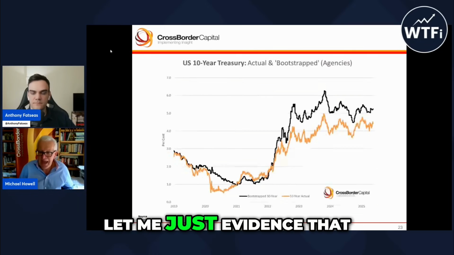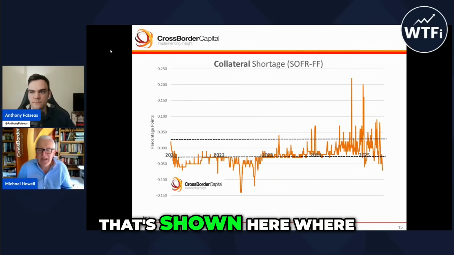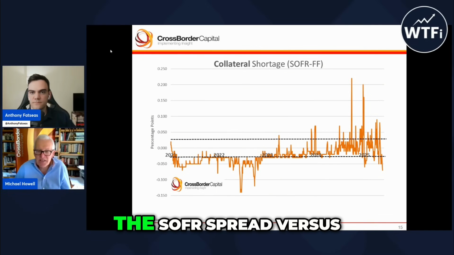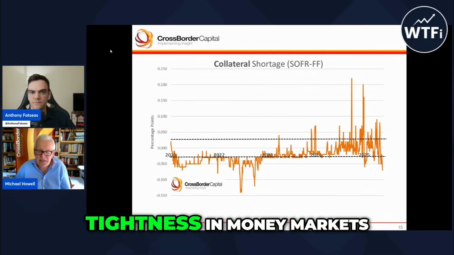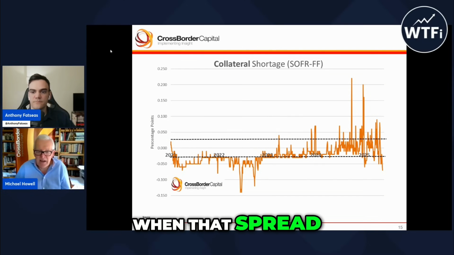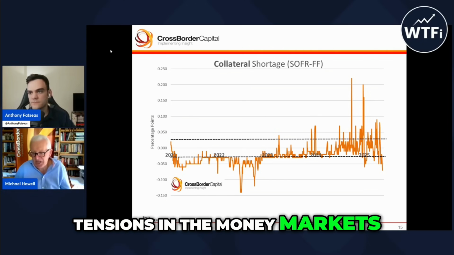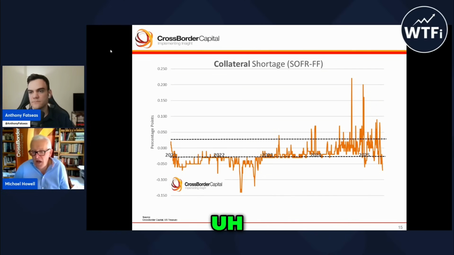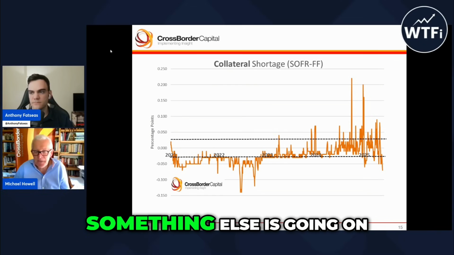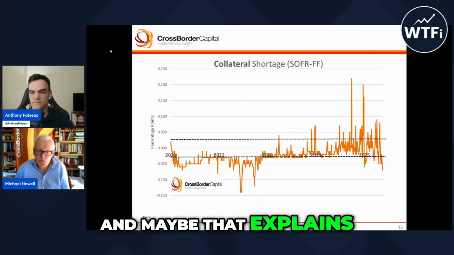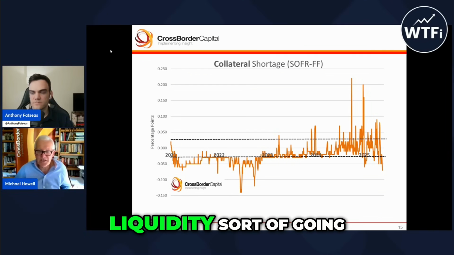For example, let me just evidence that in an earlier chart. That's shown here, where we're looking at the SOFR spread versus Fed funds. And this is really a measure of the tightness in money markets. When that spread is elevated above the tram lines, you start to get tensions in the money markets. And you can see we've had an awful lot over the last 6 months. But look at the latest readings, and that is telling you that something else is going on. And maybe that explains why Bitcoin is testing all-time highs, because there's lots of liquidity going through the system.